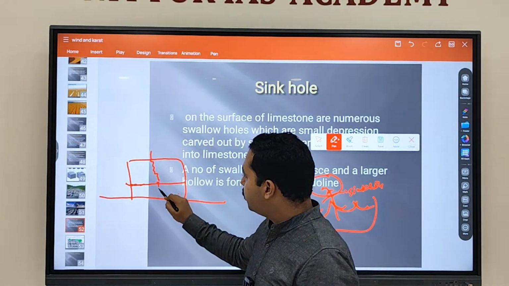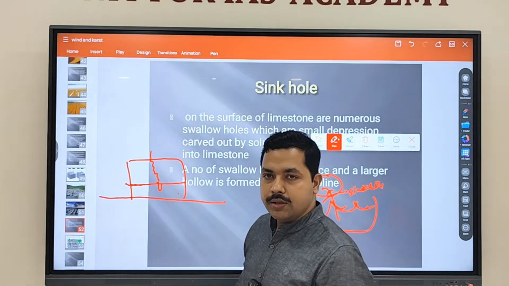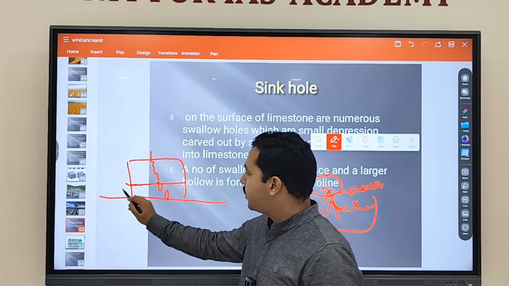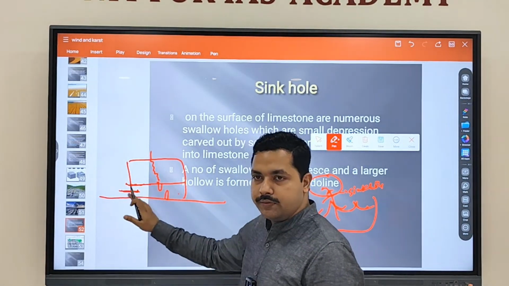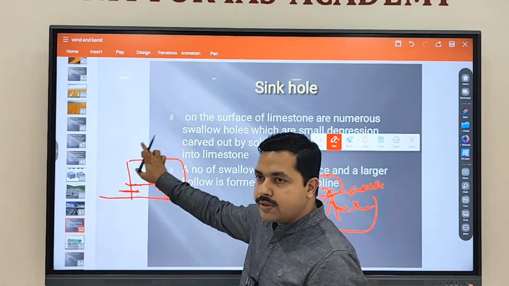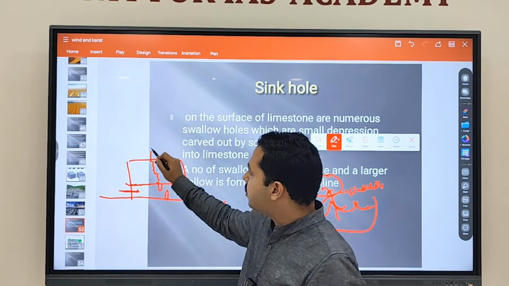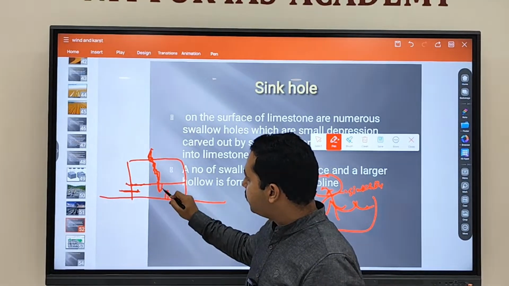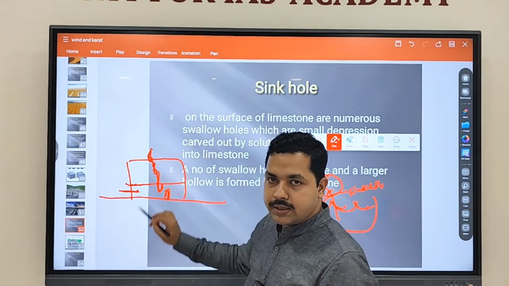When water moves underground, here you will see what? Stalactite. Here you will see what? Stalagmite. This is the entrance of the cave. Clear? So a cave is created in what? A cave is created in rocks. Because of the water moving underground, you will see nothing but the creation of stalactite and stalagmite.